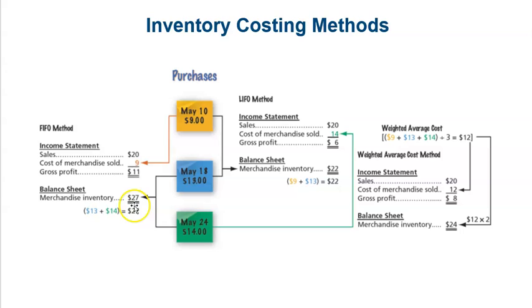And our inventory would be $27. Notice it's the other two that we haven't sold yet to equal $27. And of course, merchandise inventory is an asset that goes on the balance sheet.